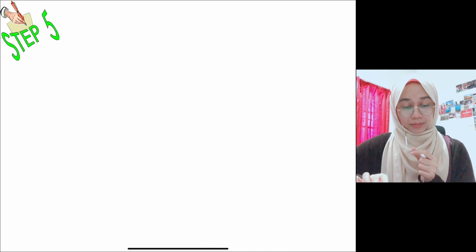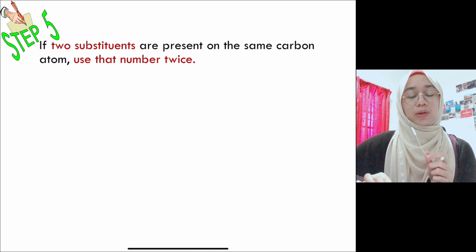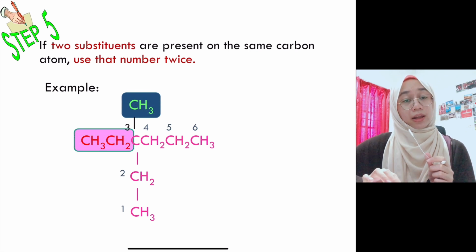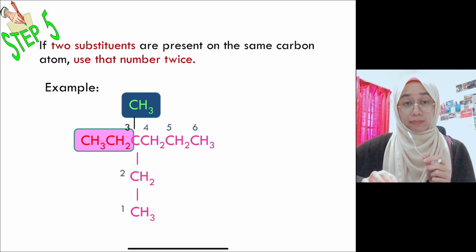Okay. Step 5, if 2 substituents are present on the same carbon atom, use that number twice. Okay, so for example, we have a methyl here and also an ethyl, and both ethyl and methyl are connected at carbon number 3. So we still use that number 2 times.